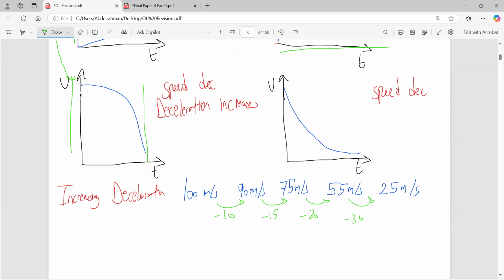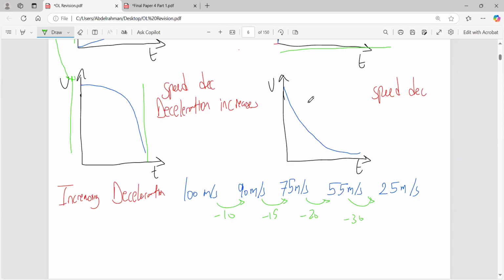Therefore, the deceleration is increasing. What do we call it? Increasing deceleration, or deceleration increases. Why? Because the difference between them keeps on increasing. The rate at which I'm slowing down is increasing. Here I'm applying more brakes, whatever is happening to the object, but there is an increasing acceleration. It means that I'm increasing the rate at which my speed is decreasing. So we call this increasing deceleration.